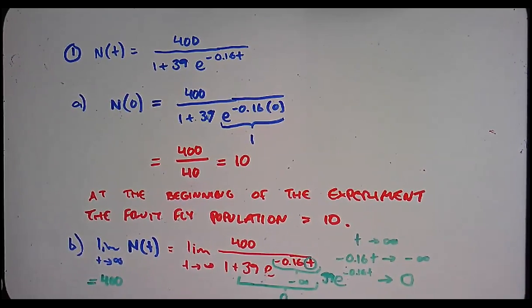And let's talk about an interpretation. I'm not going to write it. It'll be a little bit longer here. But the first piece is that time's going to infinity. So we should use the language of eventually or in the long run. In the long run, the population of fruit flies will approach 400. That'd be a good answer for what this means in the context of the problem.